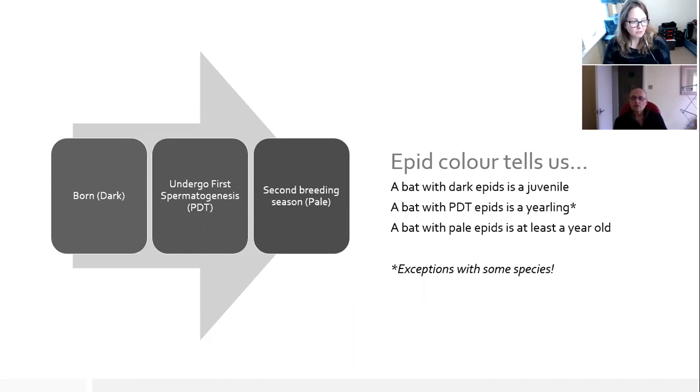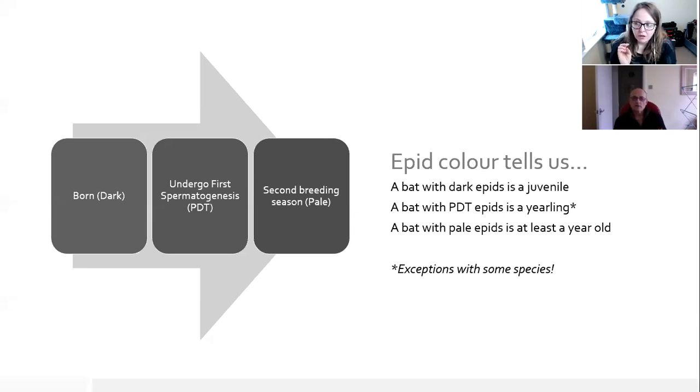Now, there are exceptions to this, but generally speaking, if a bat has pale with dark tips, it has gone through spermatogenesis once, which basically means it is the year after the year it was born. However, in a good breeding season, some bats, brown long-eared being one of them, will undergo spermatogenesis when they're 3 months old, so in their first year. So we cannot always say that a bat that's pale with dark tips was definitely born the previous year, because in a good year, healthy bats may undergo it in the first year they're born.